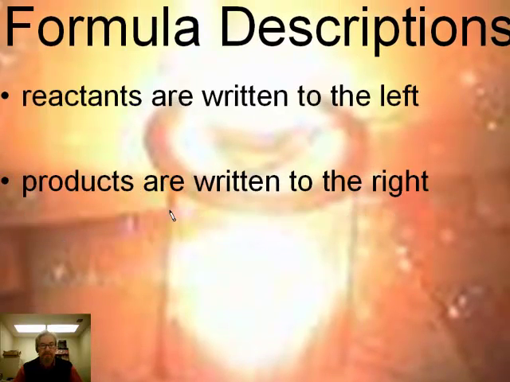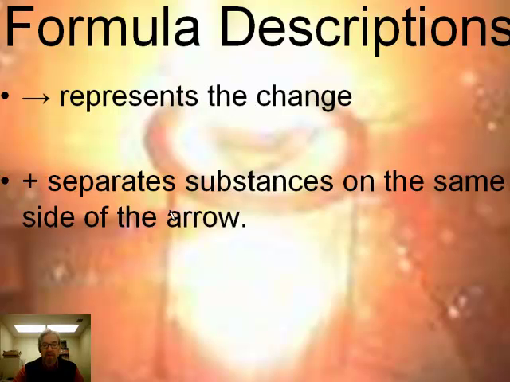Another way of describing chemical change is using formulas. A formula description has reactants written on the left and products written on the right. And you've seen me write a couple of formula descriptions already. An arrow represents the change from reactants to products. A plus sign separates substances that happen to be on the same side of the change.